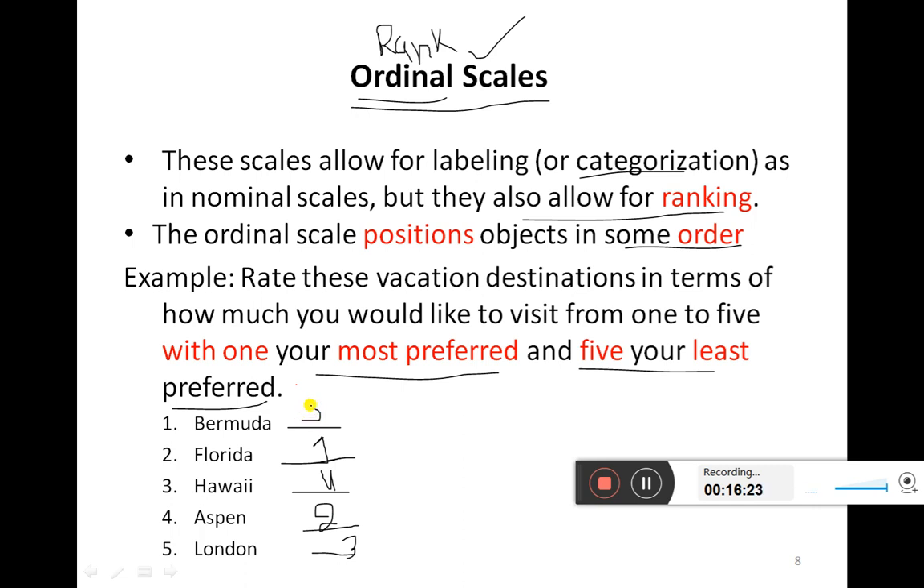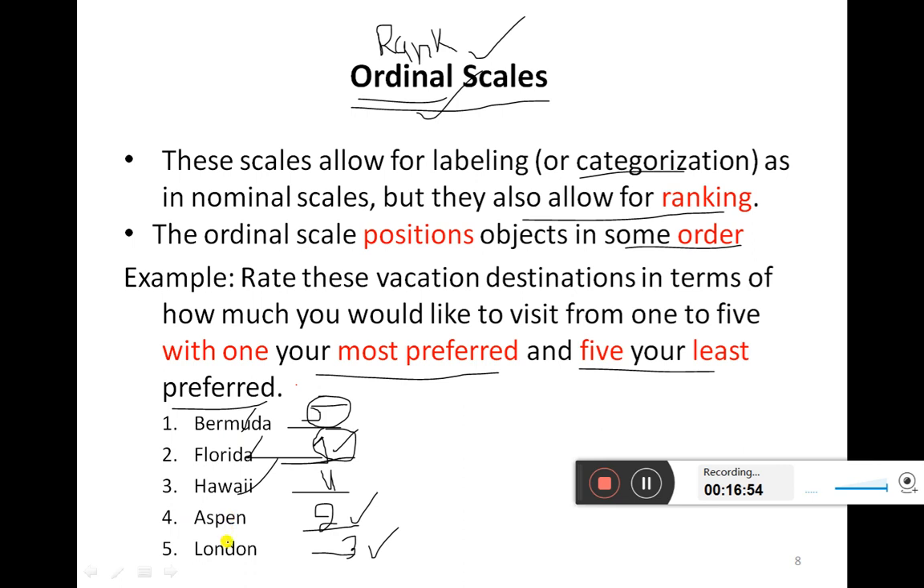Now what does it mean? 1 shows your most preferable city. 2 shows the second preferable city. 3 shows, let's suppose, the third preferable city. It means 1 shows the most preferable city and 5 shows the least preferable city. So what does it mean? That you have ranked all the cities according to 1, 2, 3, 4 and 5. So when you are using 1, 2, 3, 4, 5, you are ranking the data. It means that you are using the ordinal scales.